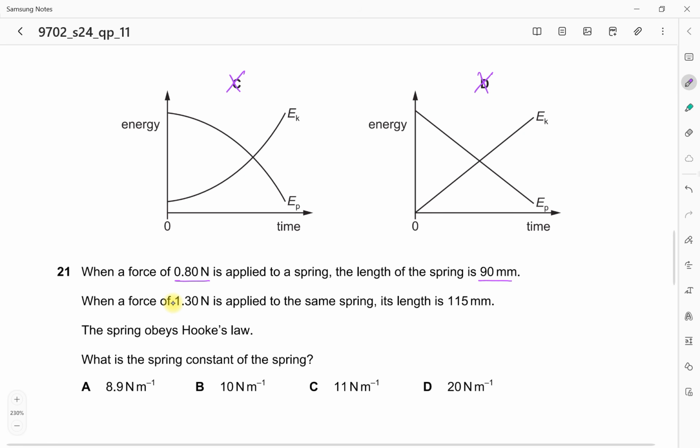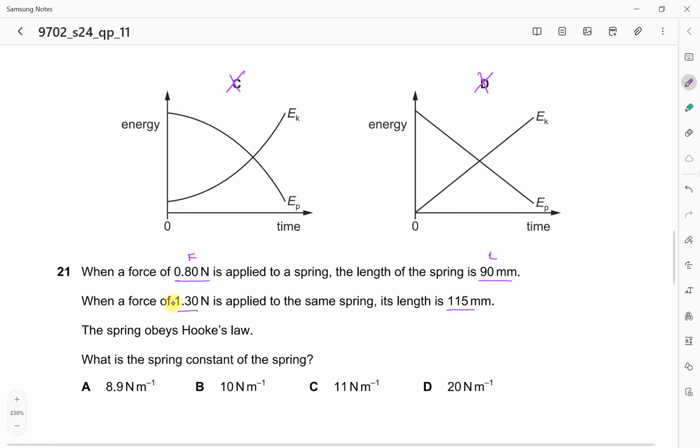When a force of 1.3 newtons is applied to the same spring, its length is 115 millimeters. The spring obeys Hooke's law. What is the spring constant of the spring? So this is the force, and the length of the spring is 90.